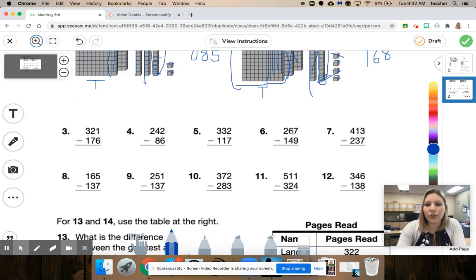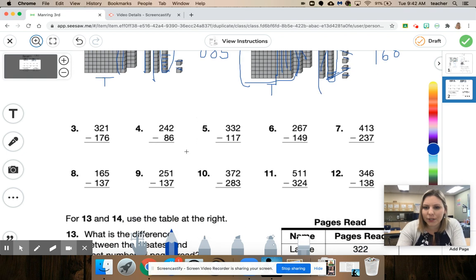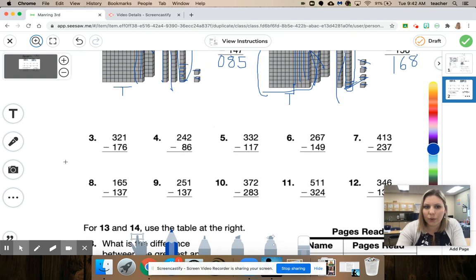Now, when you do 3 through 12, you don't have these place value blocks, and that's okay. You're going to do the same thing. So I'll do 3 with you really quickly so you can see the difference. I have 321 minus 176. If I have 1 one, I cannot take away 6, so I have to borrow. So I'm going to borrow from my 10s.